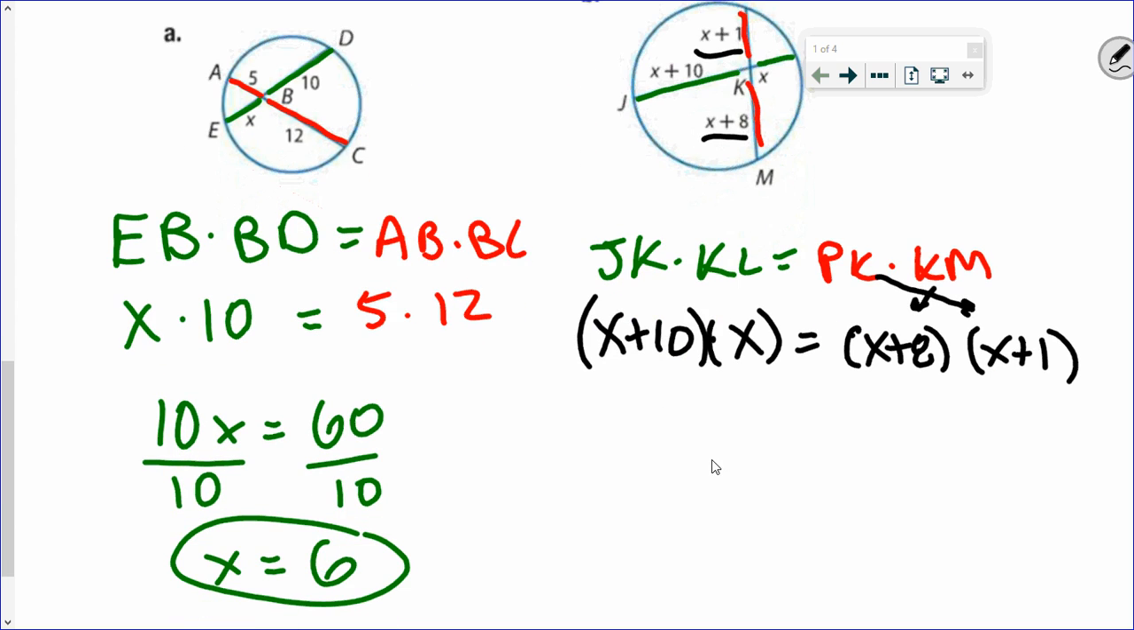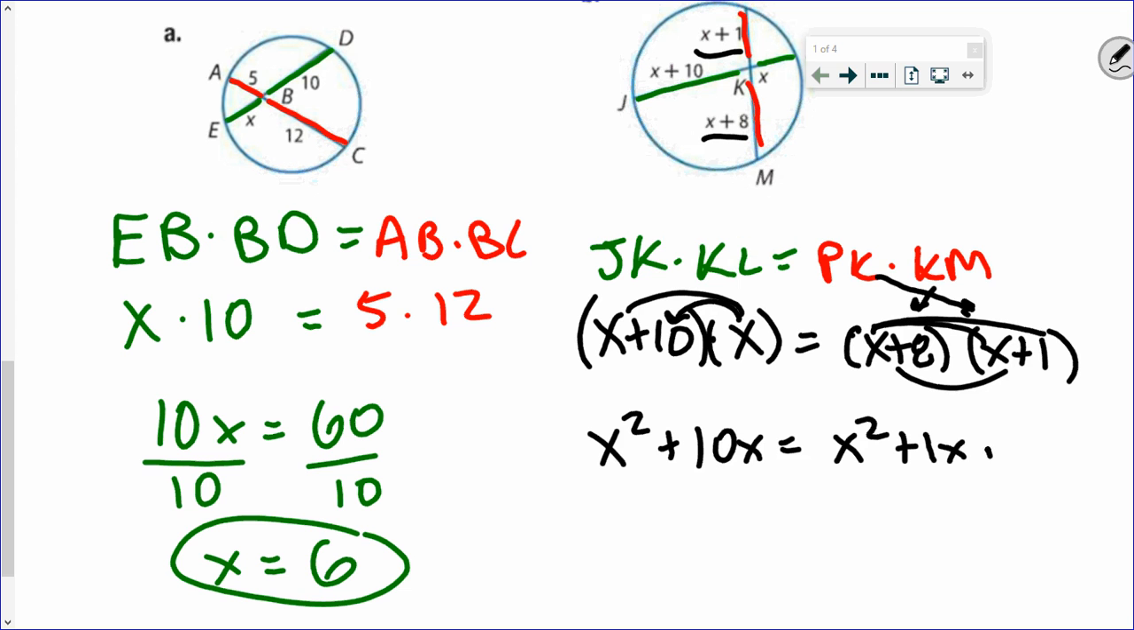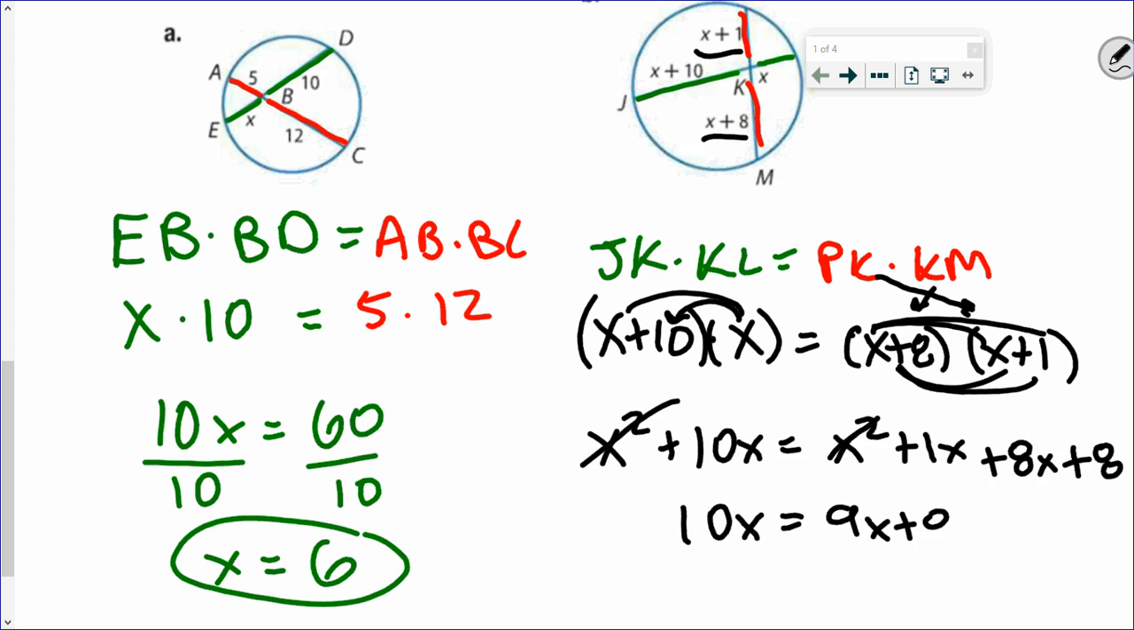Of course, now here we've got the distributive property: x times x, x squared, plus x times 10, 10x, is equal to, here we've got a FOIL, x squared, 1x, 8x, and plus 8. So here the x squareds on both sides will cancel, so we've got 10x equals 9x plus 8. We subtract 9x, get that x is equal to 8.